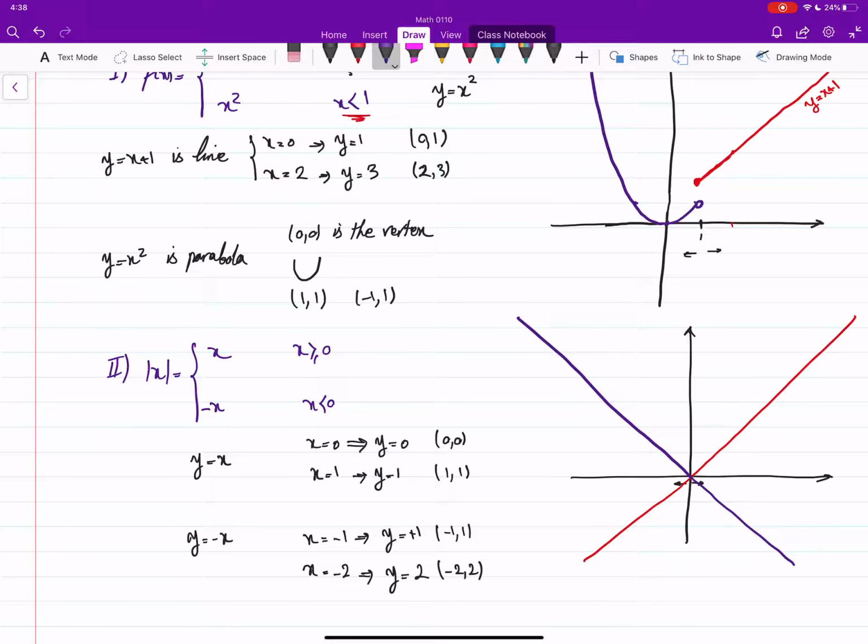But each line works only on one piece of this domain. y equals to x only works for x bigger than or equal to 0. So I need to erase everything else from that one. Do I need to include 0 at the end of that point? Yes, because it is greater than or equal to 0. So I will include the bullet there. But in this case, both of them are passing through this point. So it won't change anything if I don't make the bullet and hollow bullet.